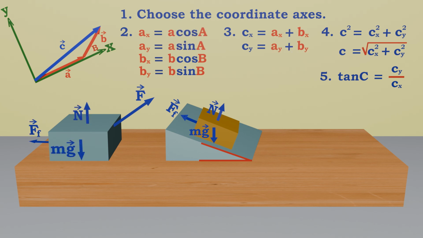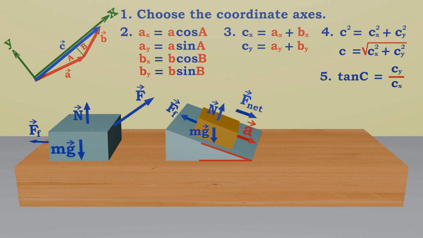There is, however, an even more efficient way. In many problems, we already know the direction of the object's acceleration, and therefore, according to Newton's second law, the sum of all force vectors points in the same direction. Let's place the x-axis along the direction of the resulting vector c. Then, the magnitude of c is simply equal to ax plus bx.